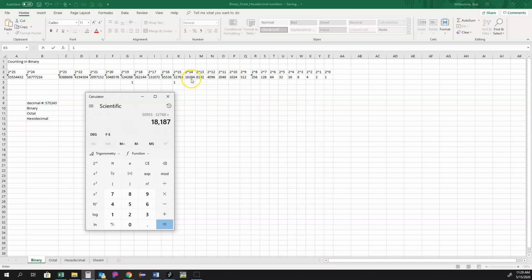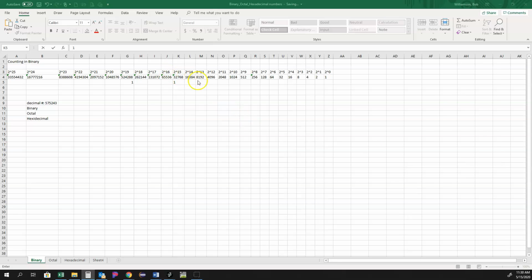So now I have 18,187 coming through here. I can take 16 from that. So I'm going to take that value from here. I'm going to minus 16,384. And I have 1,803 left. I did take that, so I make sure I activate that place value.